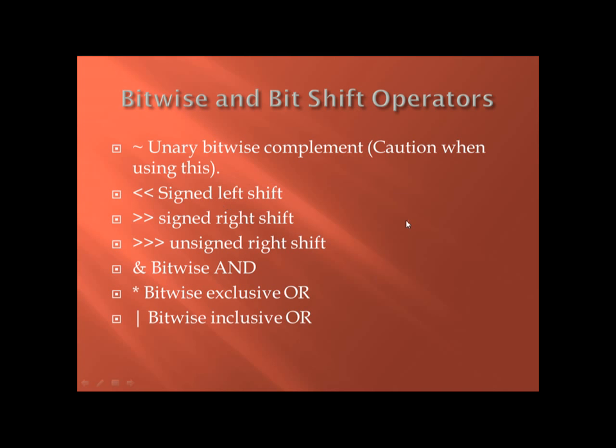Now this one is signed left shift. Basically it's adding a 0. So if you have 1, 0, which is 2, then you add 0 at the end, it would be 1, 0, 0, which is 4. If you do signed right shift, it's actually going to be 1, because it was 10 and the 0 is shifted to the right, so it'll be 1.